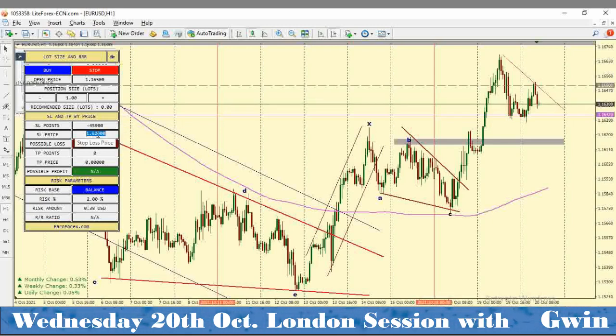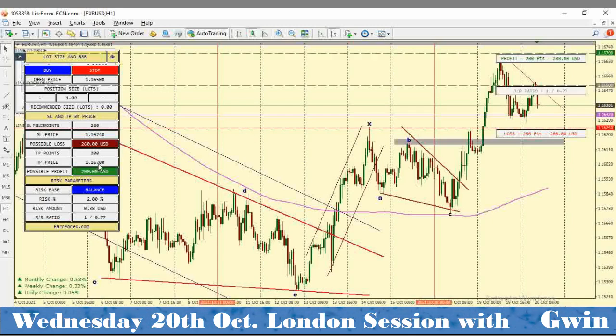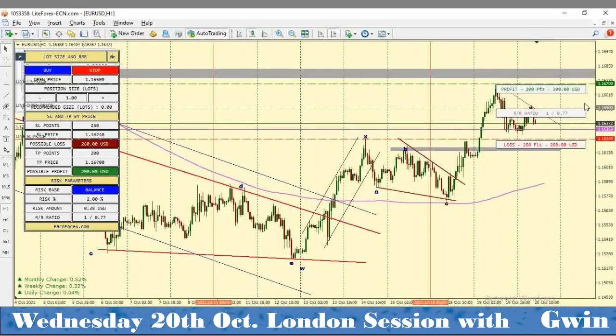1.1624. I'm just going to go ahead and put up our take profit, 1.167. This is not going to be a 1:2. This is going to be a 1:0.75. It's not going to be a good trade. We want to look at a trade that makes the most sense.